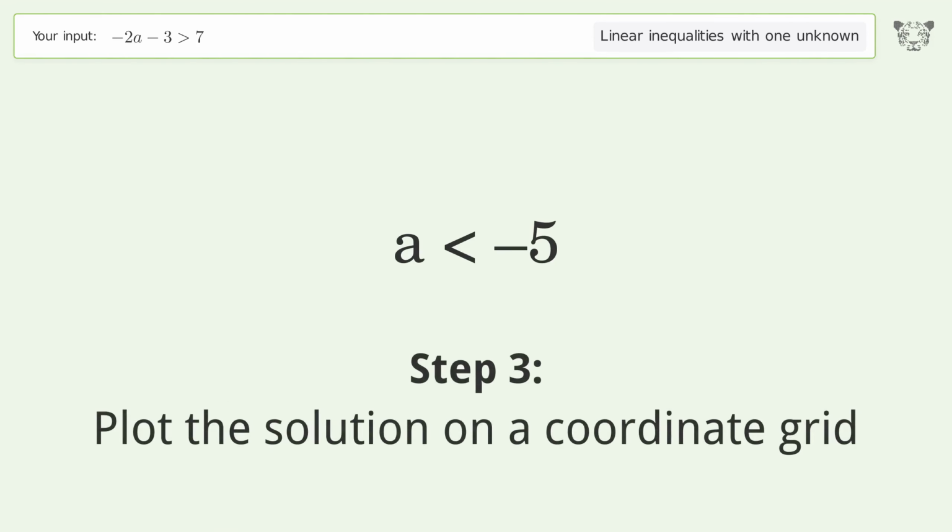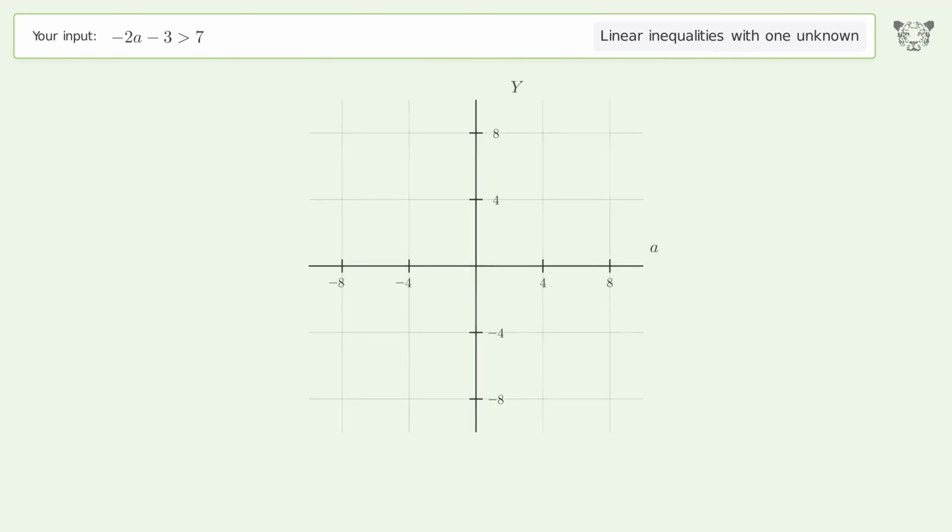Plot the solution on a coordinate grid. And so the final result is a < -5.